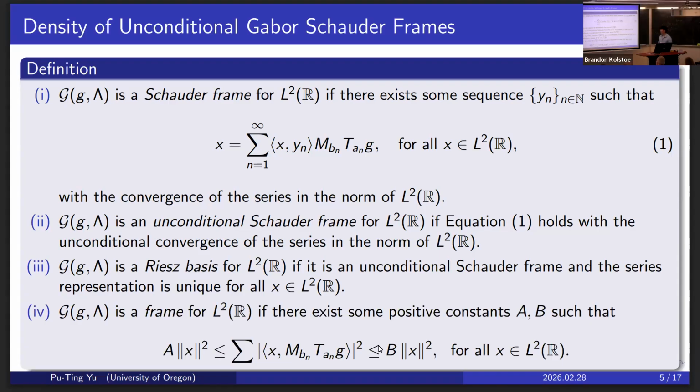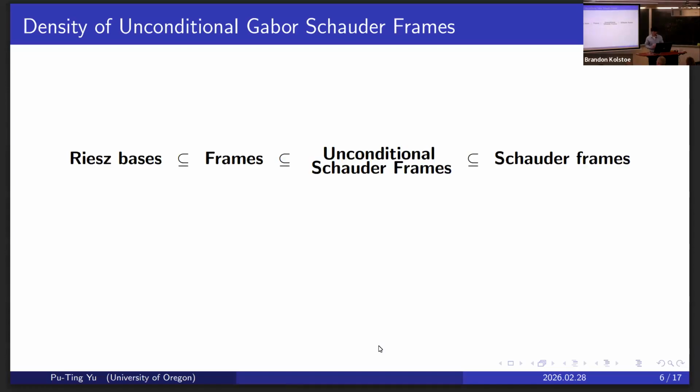And the one reason I like to talk about these four notions together is because there exists some sort of hierarchical structure in terms of inclusion relationship between them. So that is, Riesz basis is part of frames, and the frames is part of unconditional Schauder frames, and unconditional Schauder frames is part of Schauder frames.